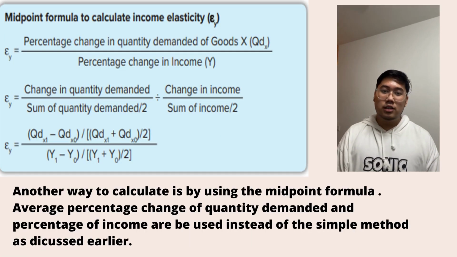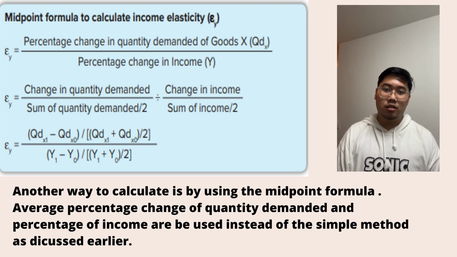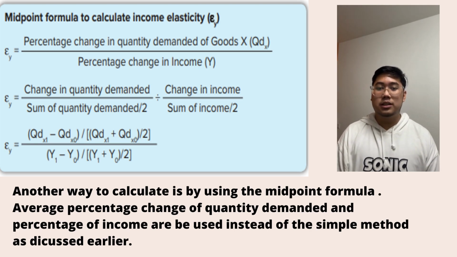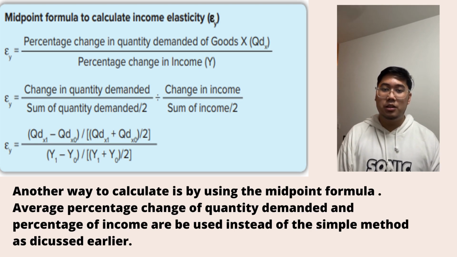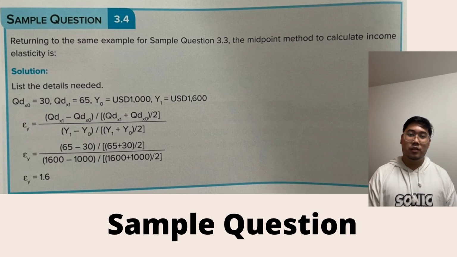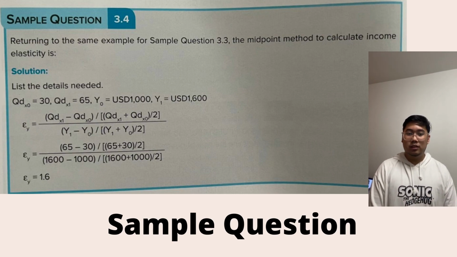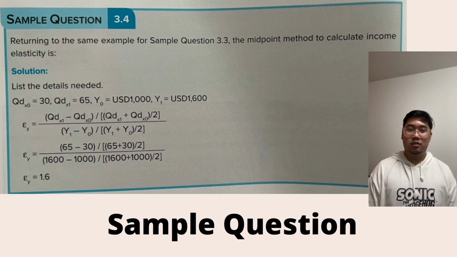Another way to calculate is by using the midpoint formula. The average percentage change of quantity demanded and percentage change of income are used instead of the simple method as discussed earlier. Turning to the same example for sample question 3.3, the midpoint method to calculate income elasticity is by using the formula, inserting the numbers given and getting the correct answer for the question.